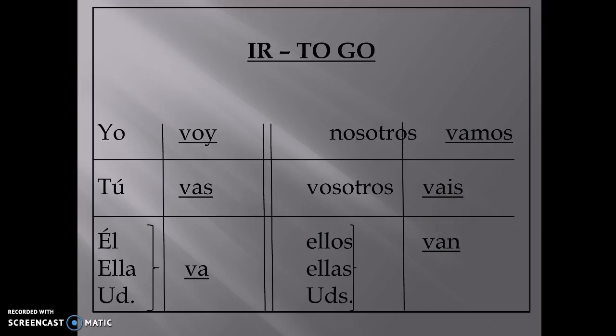Ellos, ellas, or ustedes van. Ellos or ellas van is they go. Ustedes van is you all go. If it's useful to you, I recommend that you write down the English translations in the conjugation chart to help you remember.